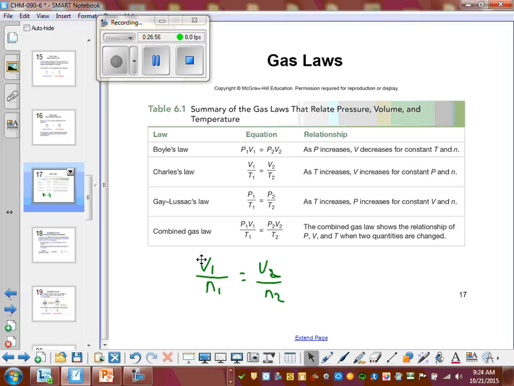Is it that, Avogadro's law, is that N1 and N2? V1, V2, N1, N2, where N is the number of moles. So, the more material I put in, the bigger the volume gets, assuming I keep the temperature and pressure constant.